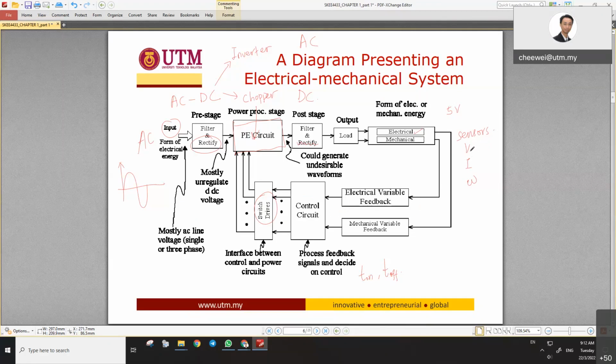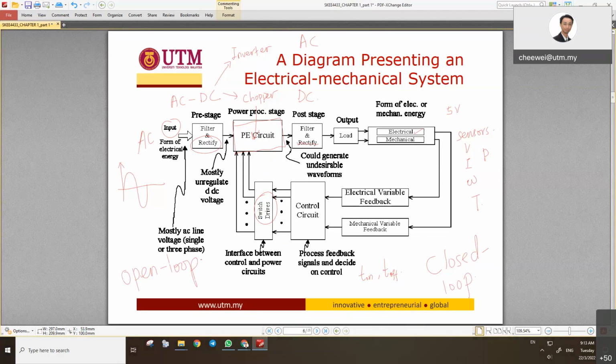These are all the variables. Could be voltage, current, power, what else? Speed, sometimes temperature. You want to control the humidity and temperature of the room. All these can be fed back into the control signal, and then the circuit will be doing the job to control the switch. So this loop is called the what? Closed loop control. If you still remember your control subject, you learned about open loop and closed loop circuits. What is the difference?